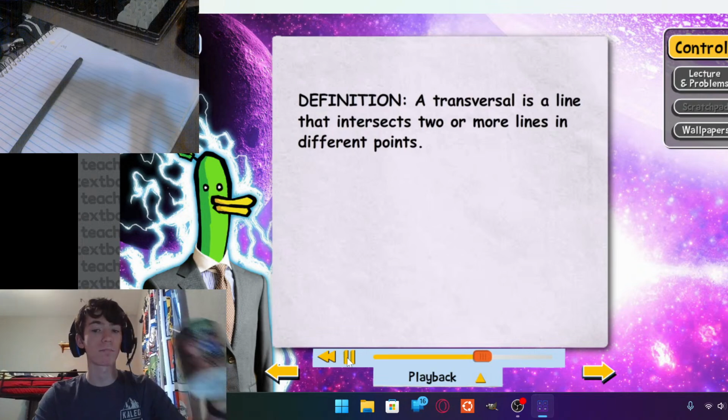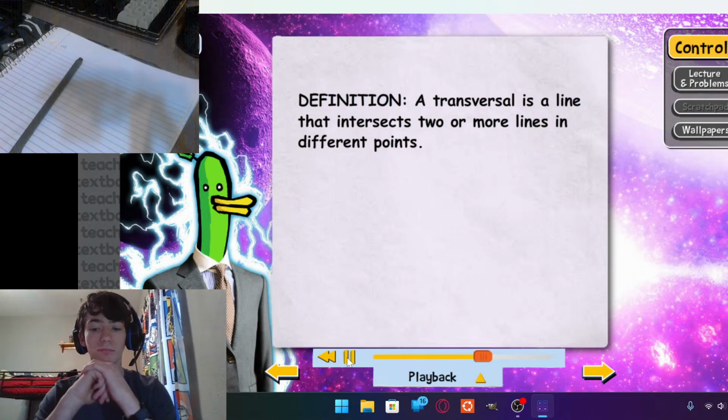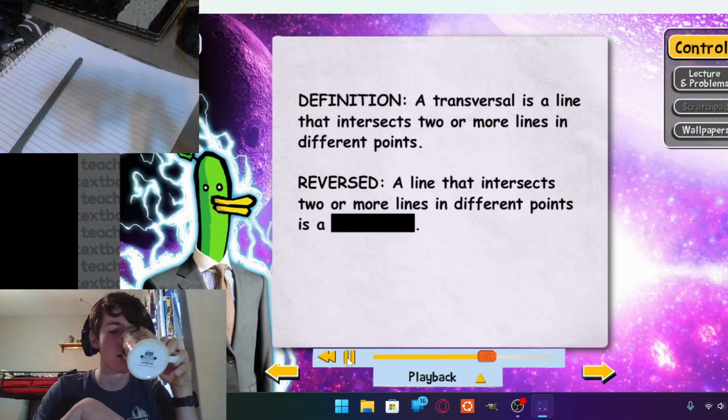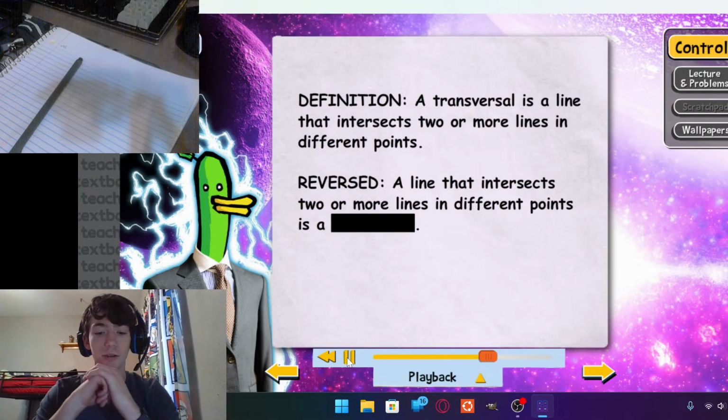A transversal is a line that intersects two or more lines in different points. And then now here's the reversed version. A line that intersects two or more lines in different points is a transversal. And this definition is good because after reversing it, we have a statement that's still right. Because this makes sense, and you could cover up the word transversal and you would know what goes in that blank. There's enough information in the beginning to tell.